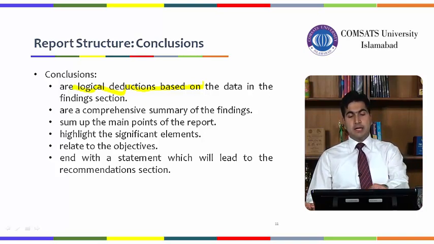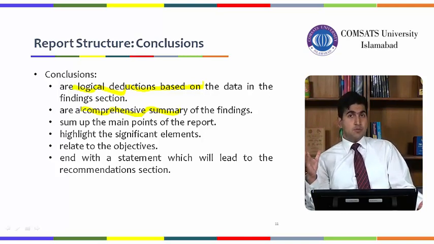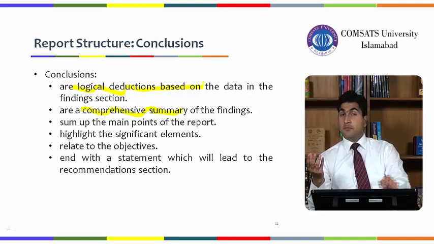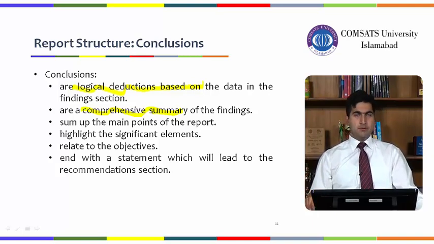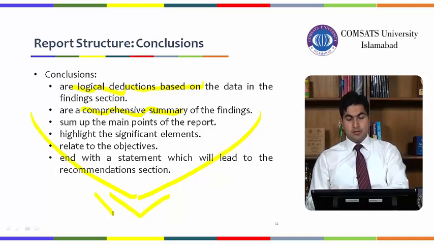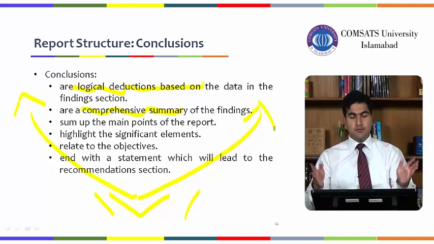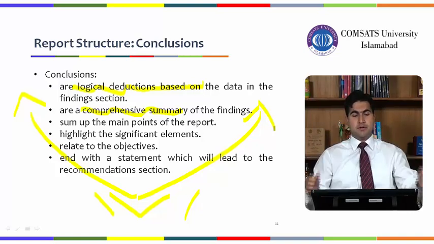So it's basically a comprehensive summary of the findings. On one hand, comprehensive, which means complete. You're not missing out anything. But on the other hand, it's also a summary of all the findings, which means all the key things should be there. Number two, it shouldn't be in that much detail. You have to sum it up and make it all short. This is the kind of detail which was there earlier, and now you have made it short. That's how you come towards the conclusion from all that detail.